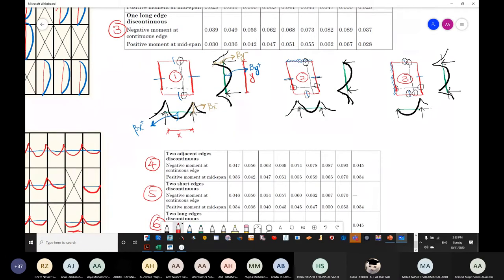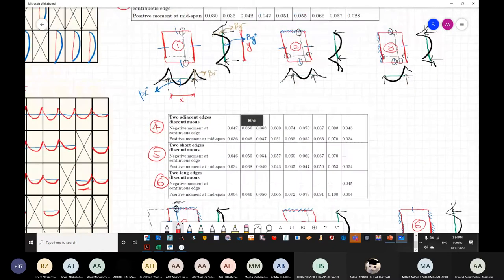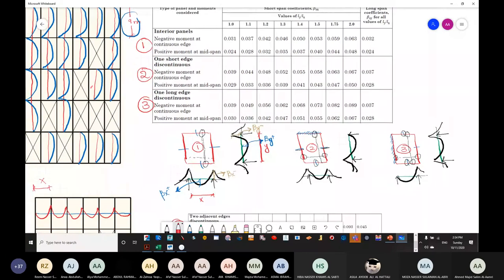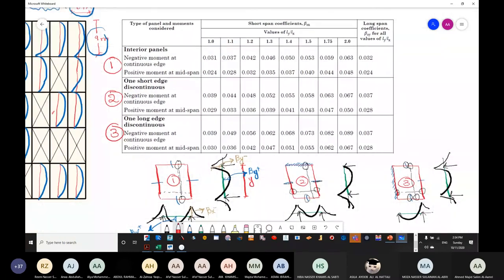Now, I'll take one case from each example. 1, 2, 3, and then 4, 5, 6, and then 7, 8, 9. So from each line, I'll take one. Okay. Now, first thing, if we see the table, we need to go and understand the table first. Here it's a short span coefficient, and here it's a long span coefficient. So all of these values are representing x, and this is the only one which is representing y. And it shows you that the dominating dimension, even if it's a two-way, still the dominating dimension is x.